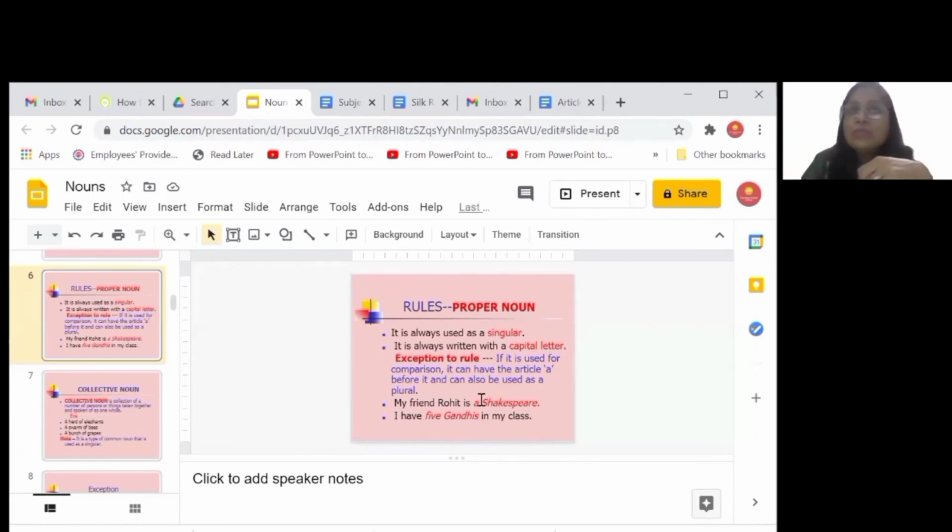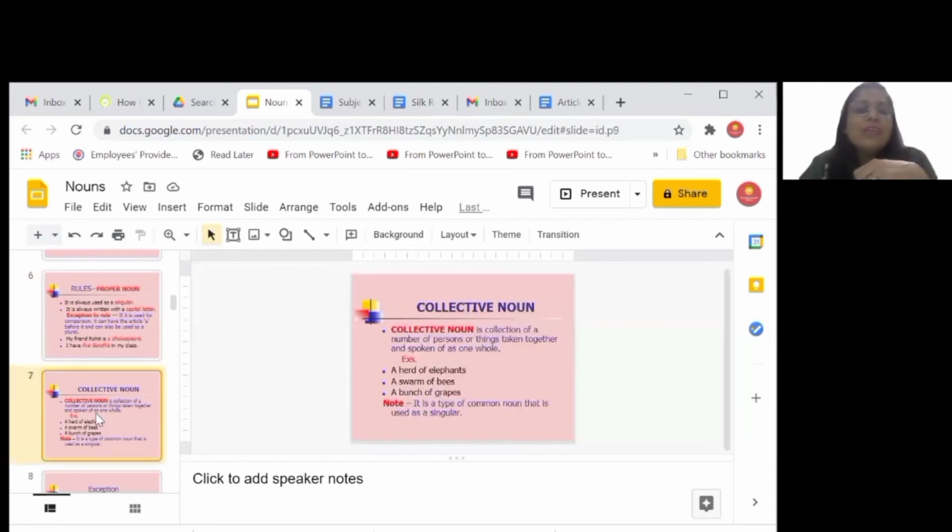Suppose I have some students in my college who follow the Gandhian principles. At that time, I can say I have 5 Gandhis in my class or in my college. It means to say that these 5 people follow principles just like Gandhi used to follow.